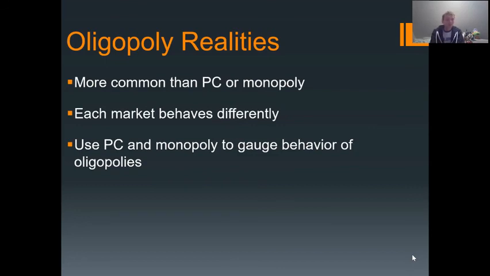Essentially, what you do is you use perfect competition and monopoly in order to gauge the behavior of oligopolies. Are they not cooperating, and do they have diluted market share? Well, then they're going to act more like a perfect competitor. Are they colluding to set up a cartel price? Well, then they're going to act like a monopoly. So it's about using those two sides of the spectrum as goalposts to demonstrate what oligopolies actually behave like.